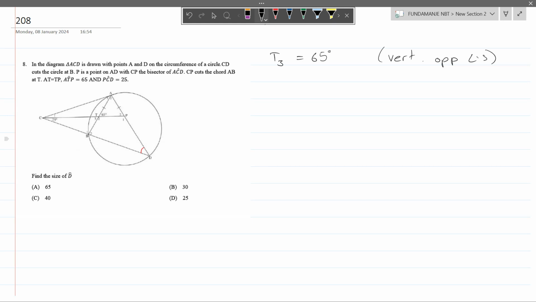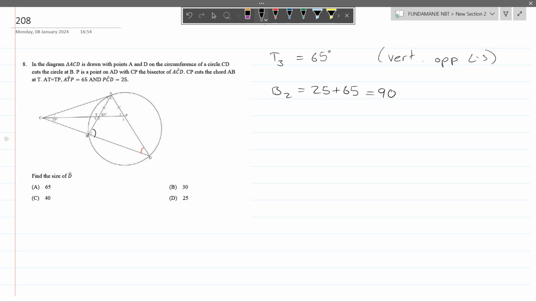Then we can also say that B2 is equal to 25 plus 65. B2 is this angle over here. Let's write that down. B2 is equal to 25 plus 65, which is equal to 90 degrees.